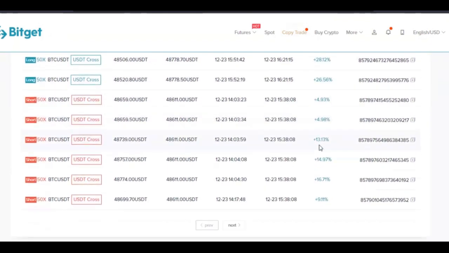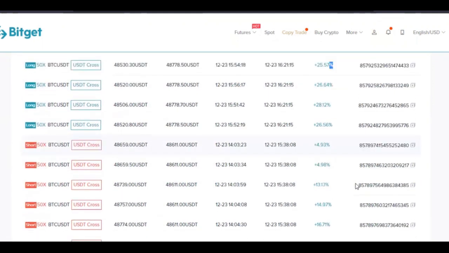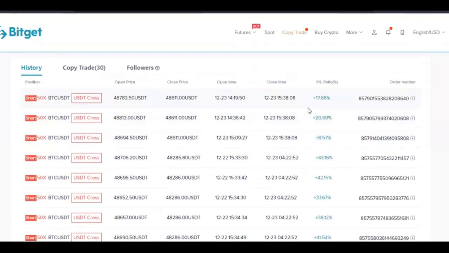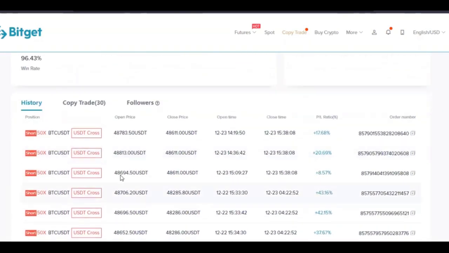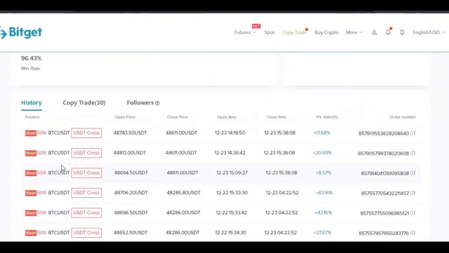As you can see here, these are the history of his trade. You can come in here, you see the profit he has been making and the losses so far. For the first page here, there are no losses. As you can see, even the second page, there are no losses. It's about 20%. You know, he has been making, and he's trading with 50X. All of his trades there are 50X and the rest.